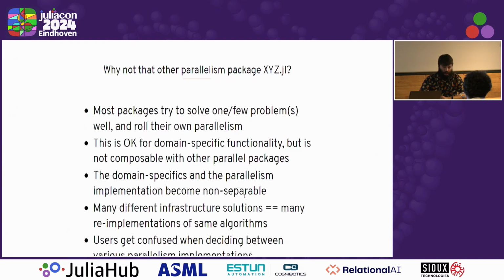So why not some other parallelism package that exists in the Julia ecosystem? So most packages, not just parallelism-specific packages, but most packages try to solve their own problems, right? Domain-specific stuff. Maybe you have an ODE solver library, and it rolls its own multi-threading, it rolls its own distributed GPU, all that, and that's okay. But it doesn't necessarily compose.